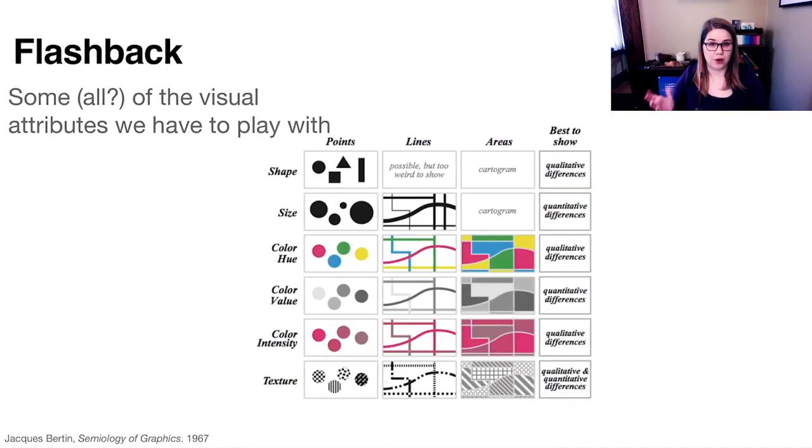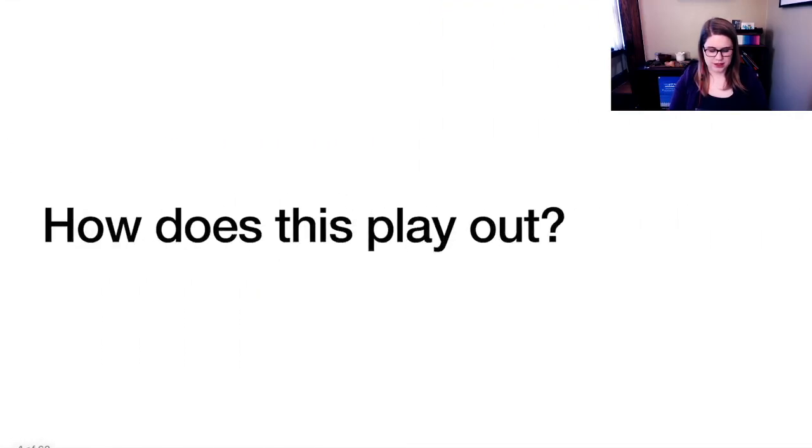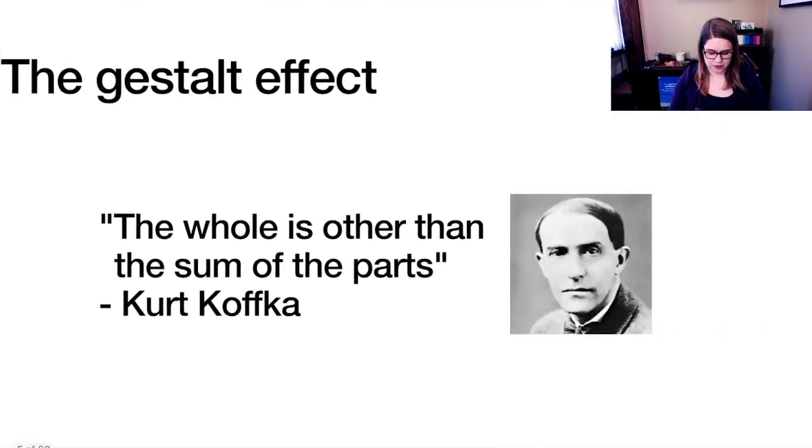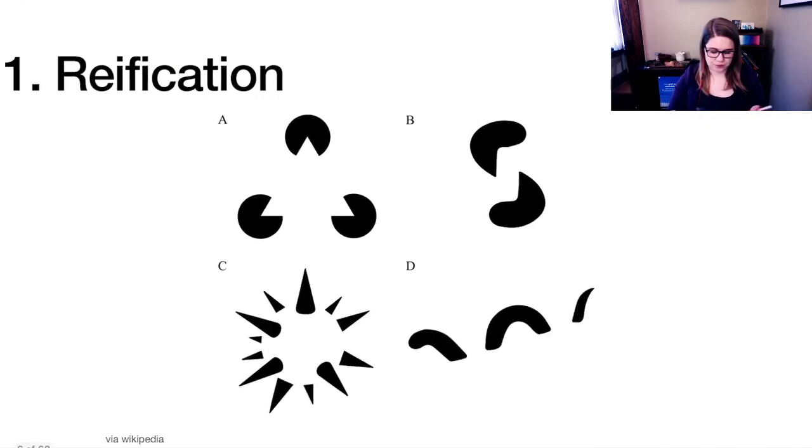shape, size. We now know all about color and texture. And then the idea is, how does this all play out in data visualization? So there's an idea of the Gestalt effect, which is basically that the whole is other than the sum of the parts. So when we look at things, and visualizations in particular, we're not just looking at all the little pieces, we're looking at the sum total, and that might impact what we see. So I've got some ideas from Gestalt theory.